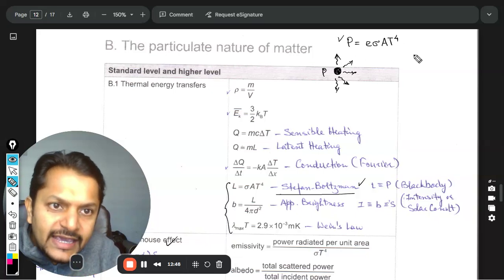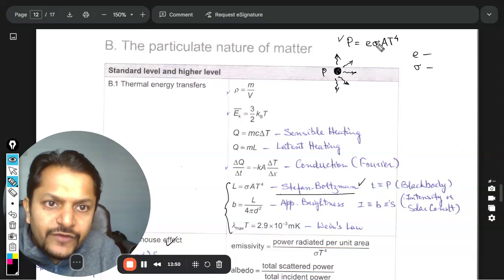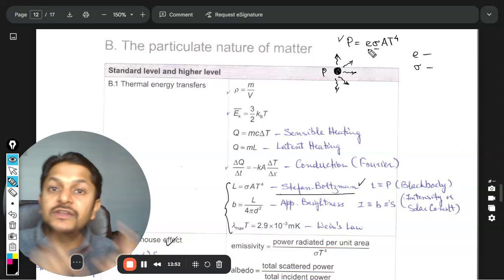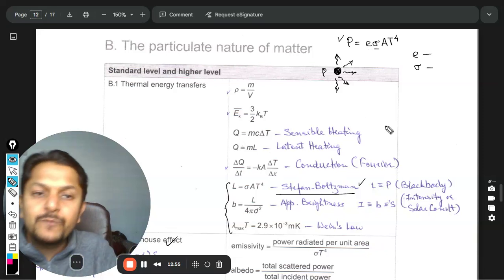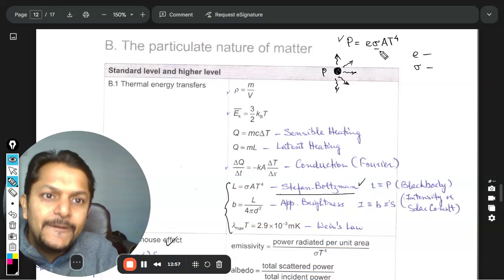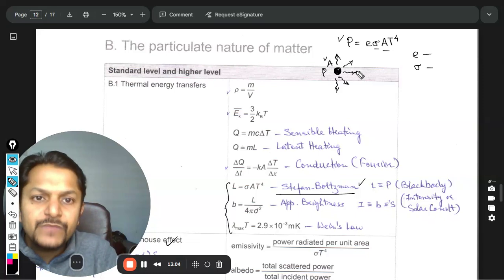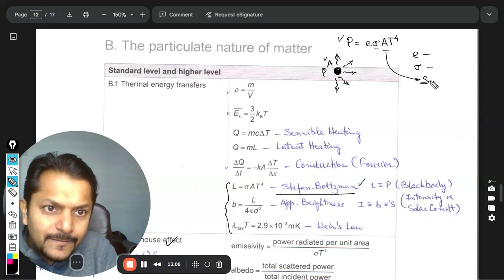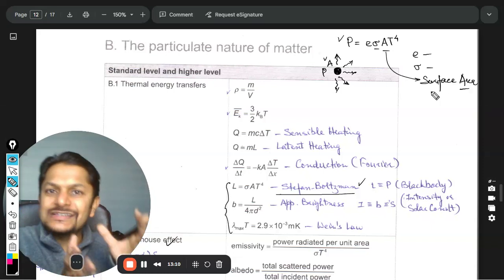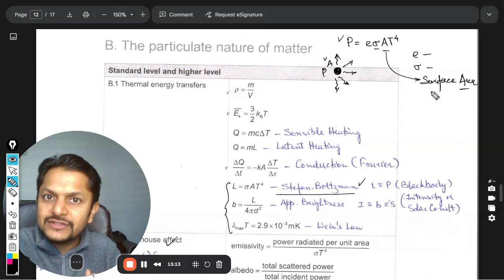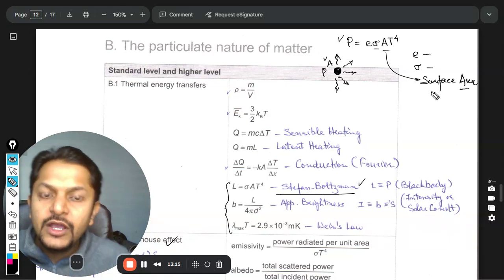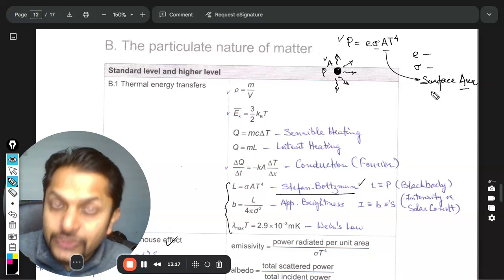Let me tell you, E is the emissivity, sigma is the Stefan-Boltzmann constant, the value of which is given in the data booklet already, 5.67 times 10 to the power negative 8. A is the surface area of this lumped system or the body. There are so many types of A's in this kind of topic. So you have to be very, very careful which area you are particularly talking about.